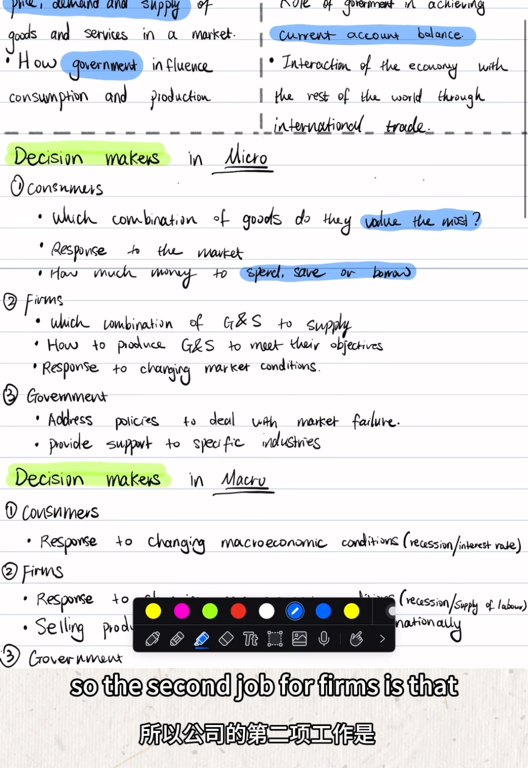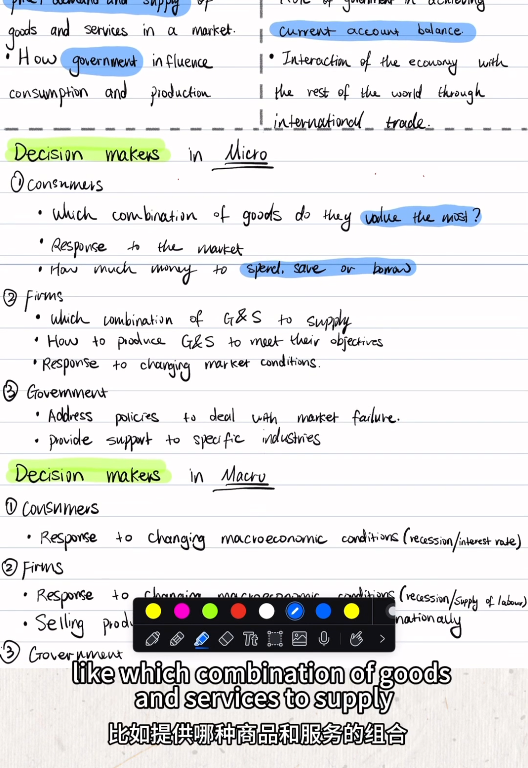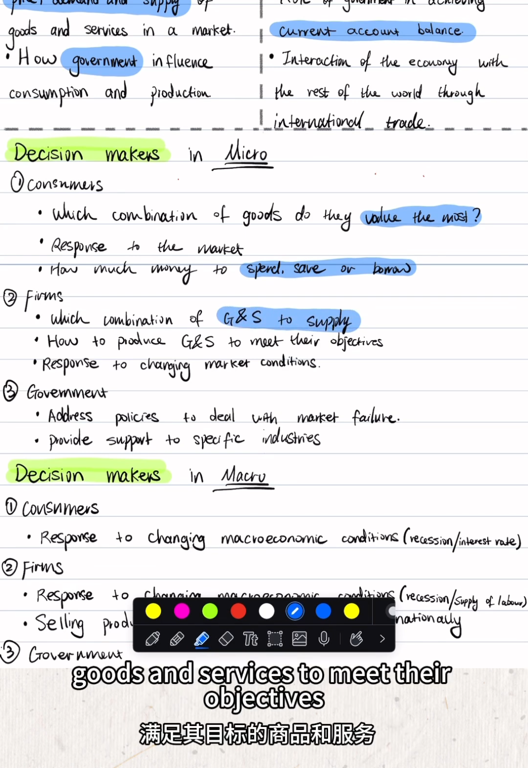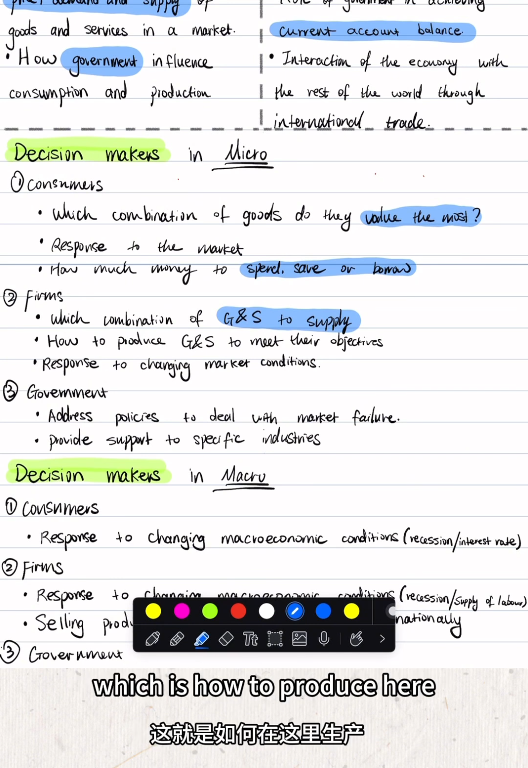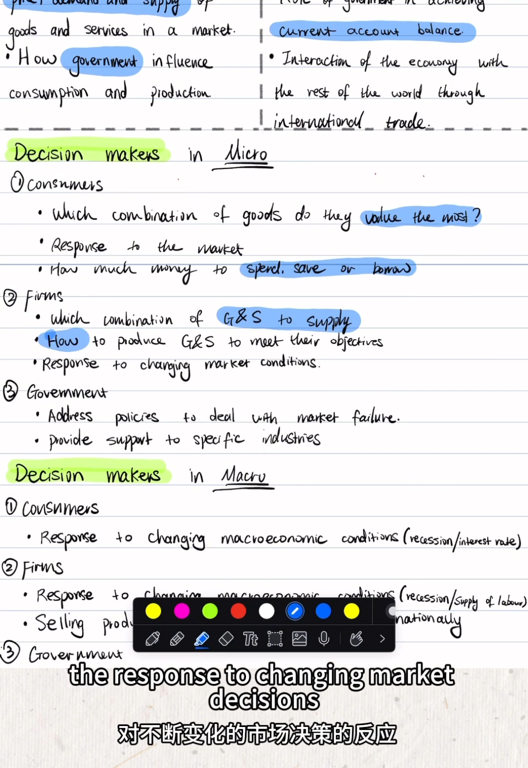Okay, so the second job for firms is which combination of goods and services to supply, and how to produce goods and services to meet their objectives, which is how to produce here. Now the third one is the response to changing market decisions.